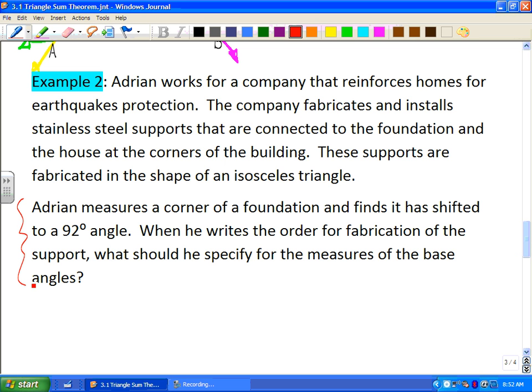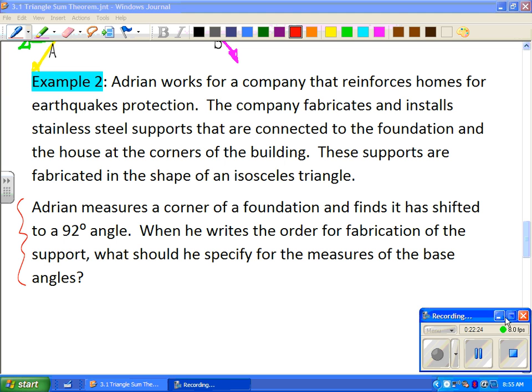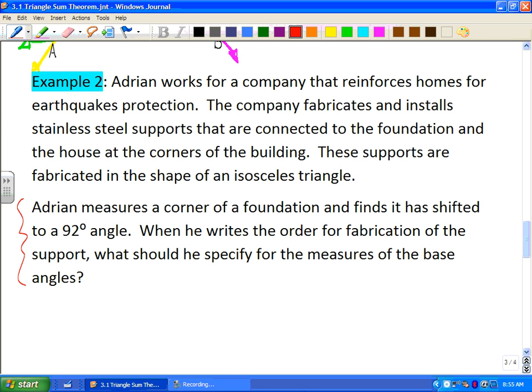Example 2, you need to get that bottom paragraph. All right, so a little background on example 2. It says Adrian works for a company that reinforces homes for earthquake protection. It says the company fabricates and installs stainless steel supports that are connected to the foundation and the house at the corners of the building. So these supports are fabricated in the shape of an isosceles triangle.